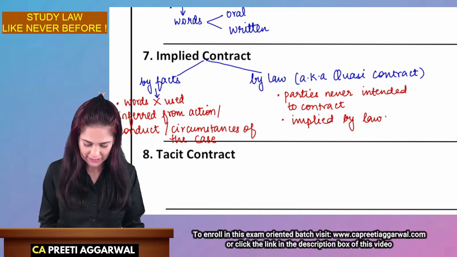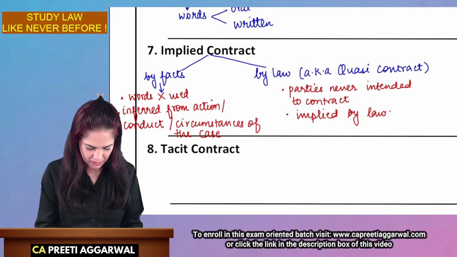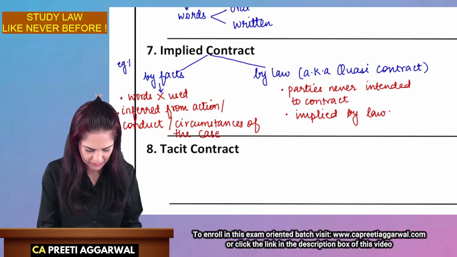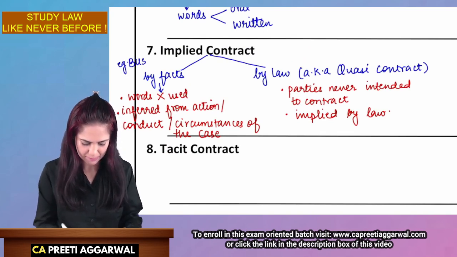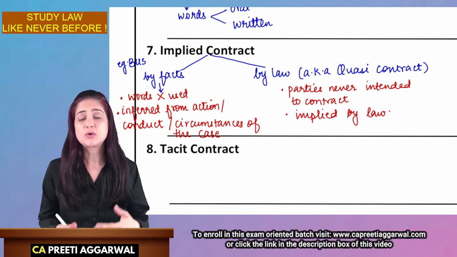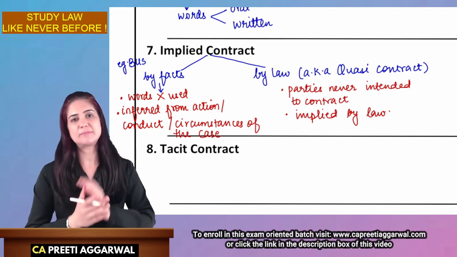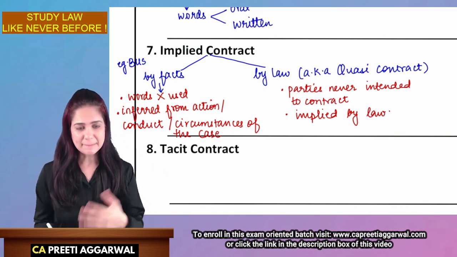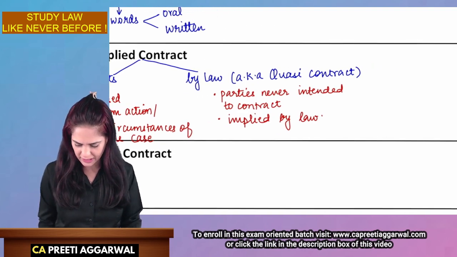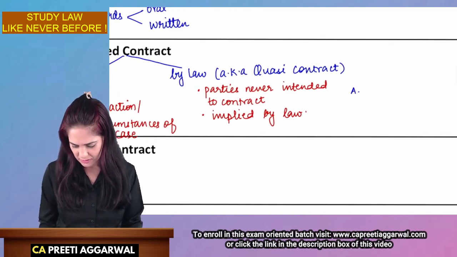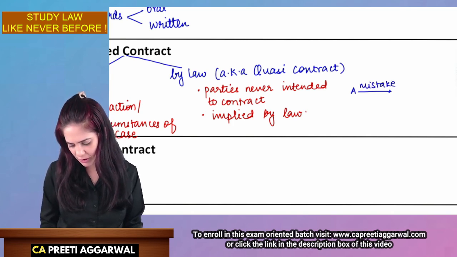I can also write an example in the exam. Like for this, example can be a bus running on a fixed route. That's an implied offer. A coolie picks up your luggage. It's an implied offer. Implied by law, you can write that A by mistake left goods at the house of B instead of C.